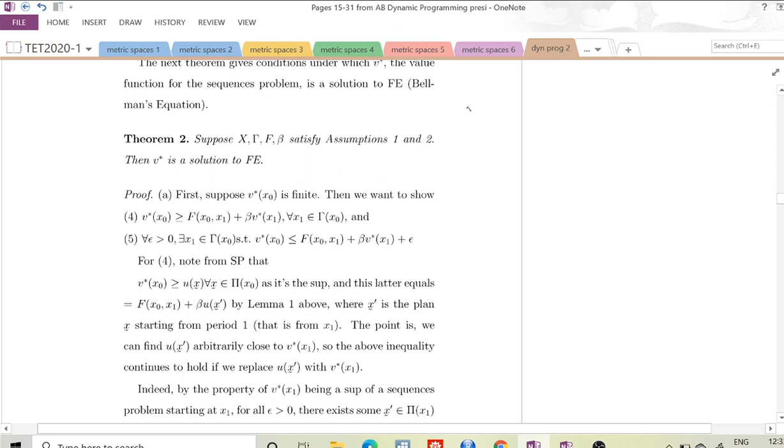So what do we start with? We start with that V star of x naught is the sup over the discounted present values over all feasible paths starting at x naught. Okay, so given this, show that V star satisfies Bellman's equation. So show V star of x naught is equal to sup.